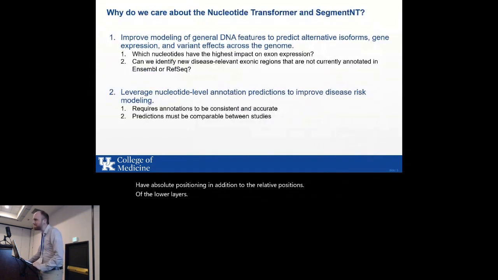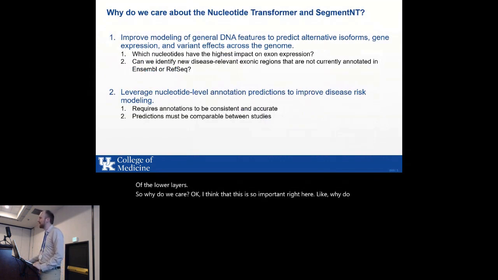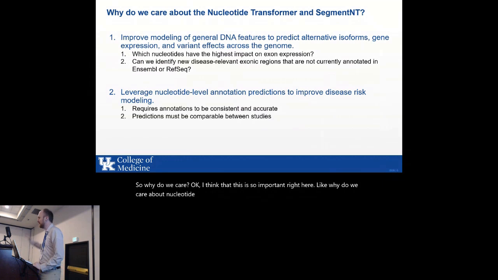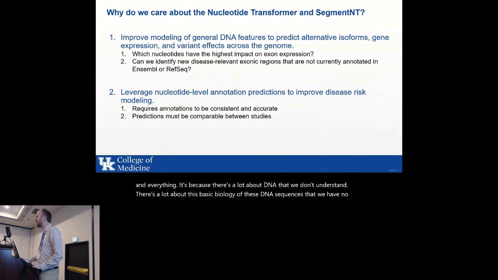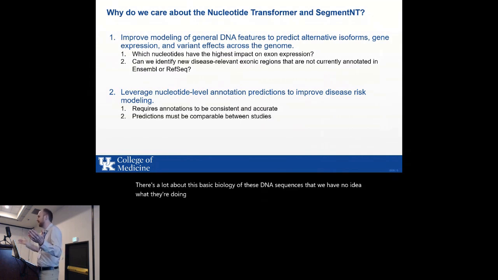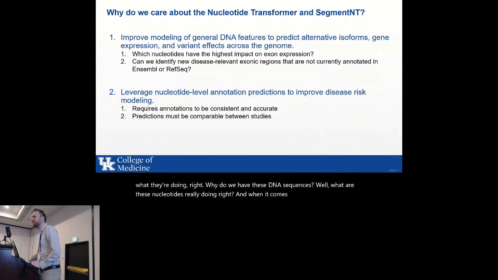So why do we care? I think this is so important. Why do we care about nucleotide transformers, SegmentNT, all these transformer models? It's because there's a lot about DNA that we don't understand. There's a lot about the basic biology of these DNA sequences that we have no idea what they're doing, right? Why do we have these DNA sequences? What are these nucleotides really doing? And when it comes to individual risk prediction, we know even less.